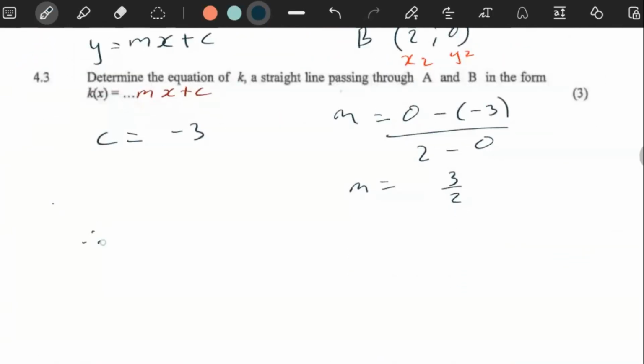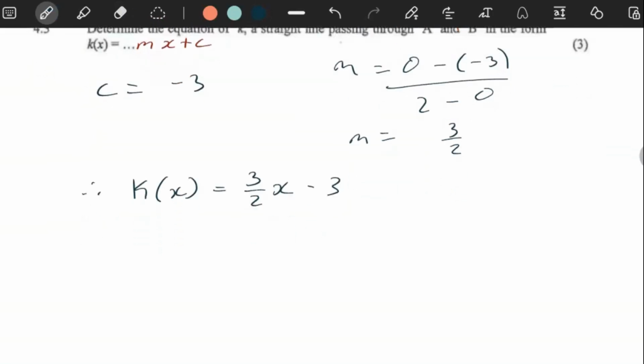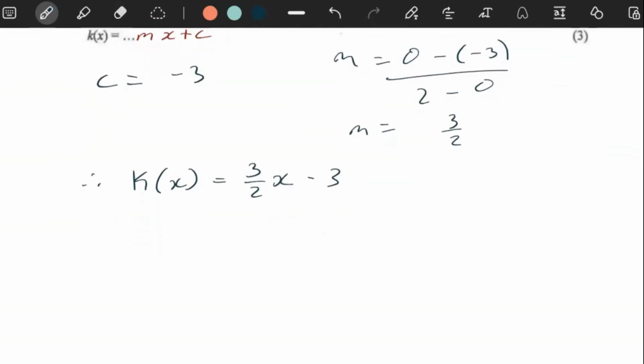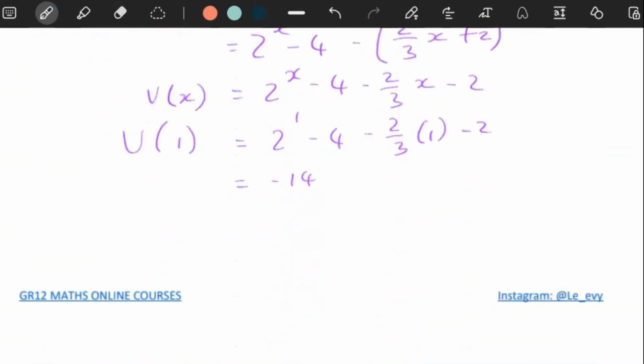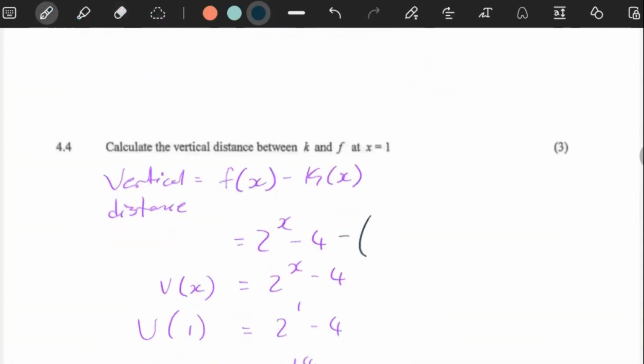So our equation, we're just going to say k of x is equal to the gradient, which is 3 over 2, times x, and then minus 3. There we go. So in a situation like this it makes better sense as the graph of k of x, because when we use it down here, things will make better sense. Let me use a different color to show that we made corrections. So here you have to subtract the equation of k of x, which is 3 over 2 x minus 3.